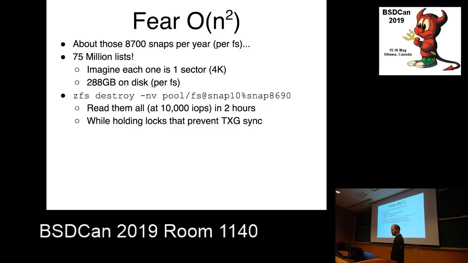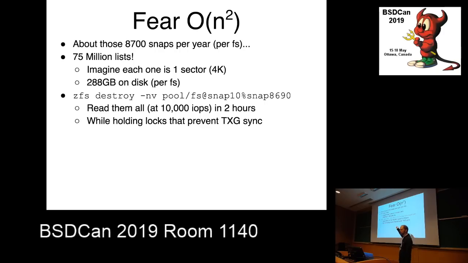So it's hard to get a real visceral feel for how quickly n squared goes. But if you have these 8,700 snapshots, which is one per hour for a year, then you'll have 75 million lists. Well, I mean, computers can do millions of things, right? We have CPUs that do billions of instructions per second. It's no big deal. But let's imagine that each list is one sector. And the thing is, disks don't do millions of things per second. They store lots of stuff, but imagine that each one of these lists just takes up one sector on disk, 4 kilobytes. You're talking about every file system taking an additional almost 300 gigabytes just for this metadata about your snapshots, just for one aspect of the metadata.